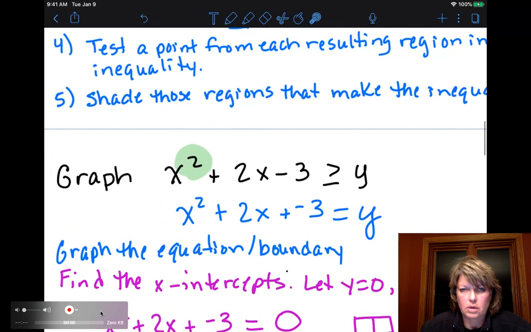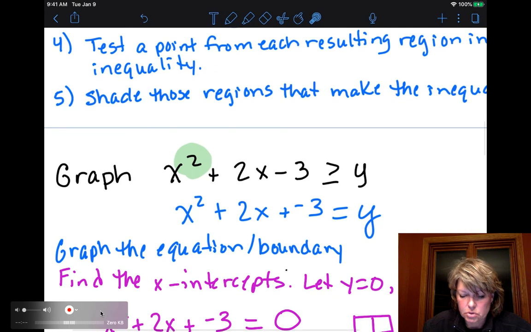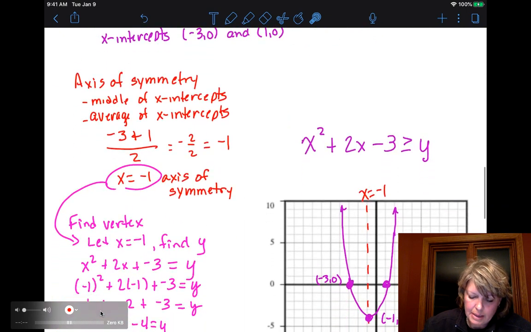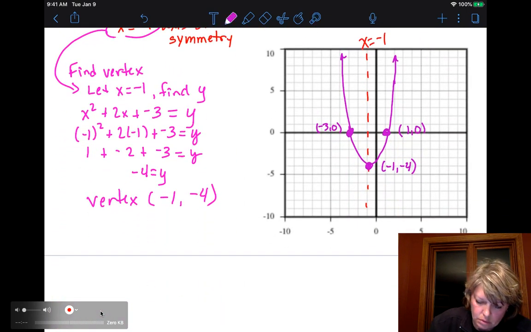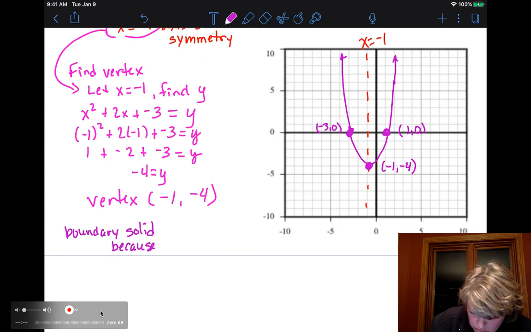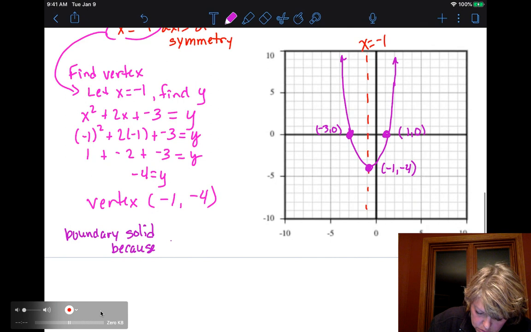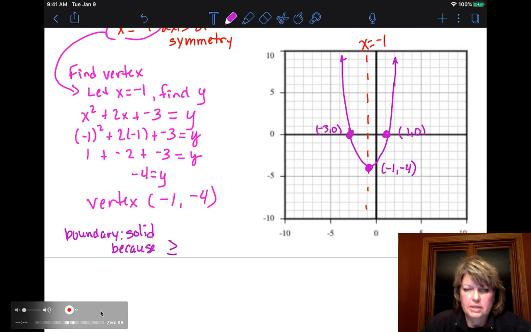Remember, this is the inequality we're trying to solve. Is it part of the solution? You betcha it is. The boundary works because of this equal sign right here. So we're going to make it a solid boundary. Which way did it go? Greater than or equal to. Because of the greater than or equal sign, our boundary is solid. So I'm going to leave it that way.